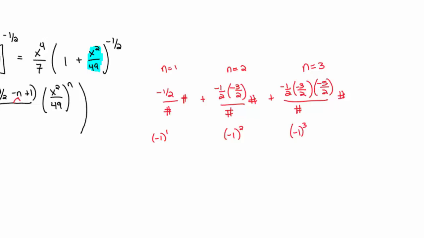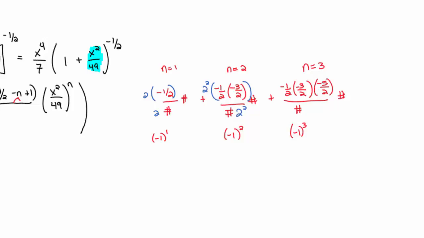Moreover, when n is equal to 1, I could have multiplied, and let me use a different color here to do this, I could have multiplied top and bottom by 2 to kill off that fraction. And when n is equal to 2, I could have multiplied top and bottom by 2 squared.